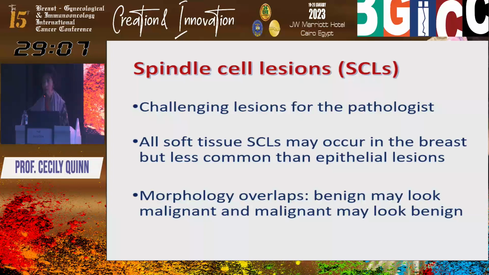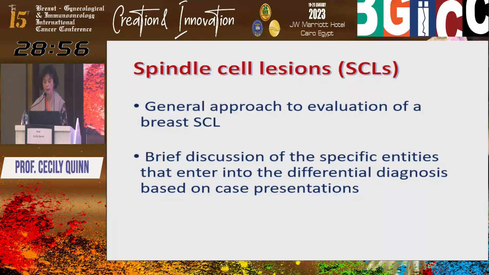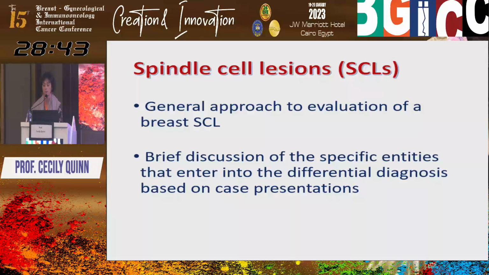The problem with spindle cell lesions is that the morphology overlaps. Benign lesions may look malignant, and malignant lesions may look benign. So in the course of this talk, I would like first of all to outline a general approach to the evaluation of a breast spindle cell lesion, and secondly, for the latter half of the talk, to have a brief discussion of the specific entities that enter into the differential diagnosis based on a few case presentations.